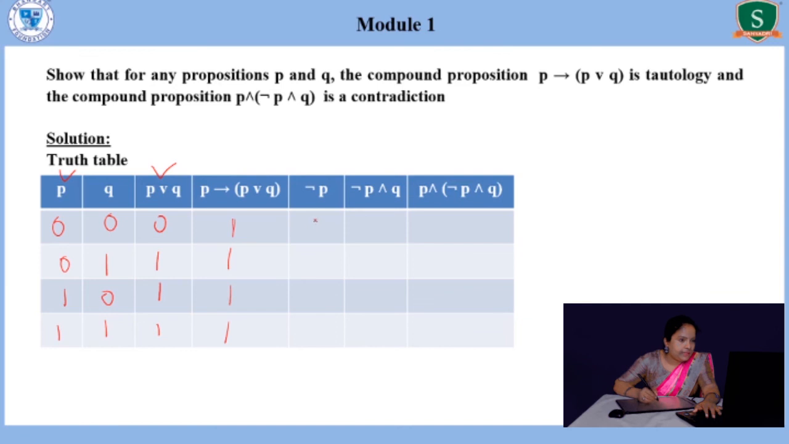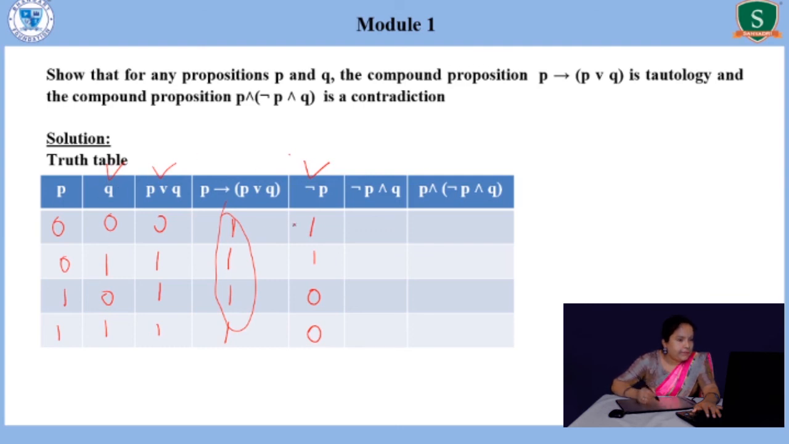Okay, first we find out negation P. What is negation P? So we know that P is 0. When P is 0, negation P is 1. Okay, when P is 1, negation P is 0. What is negation P and Q? We have to take and between negation P and Q.